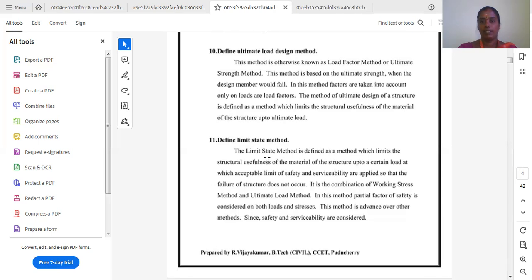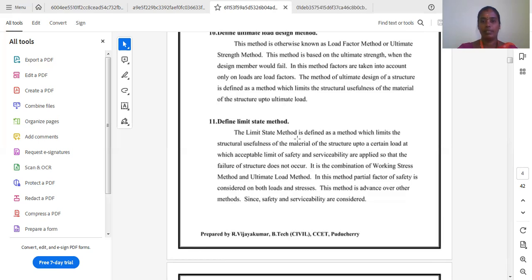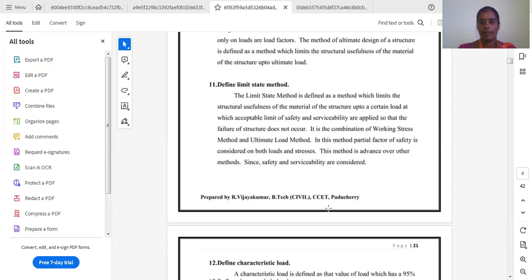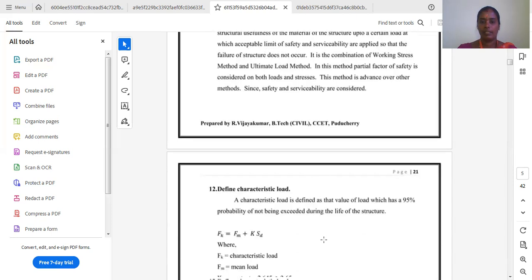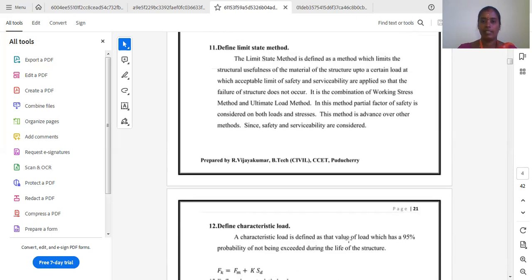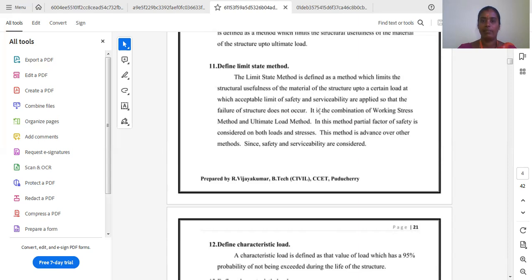Second method is limit state method. So here you can see limit state method is defined as the method which limits the structural usefulness of the structure up to a certain load, and acceptable limits of safety and serviceability are applied so that failure of the structure does not occur. So till the structure's end, we consider the strength, safety and serviceability; that is what the limit state method deals with. This method is an advanced method over the other two methods.